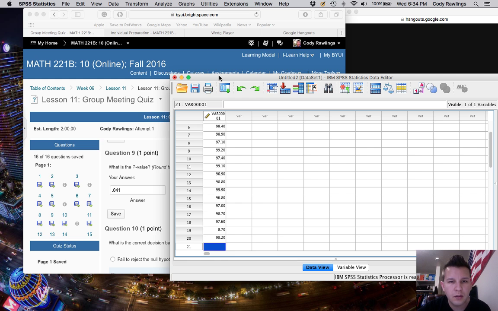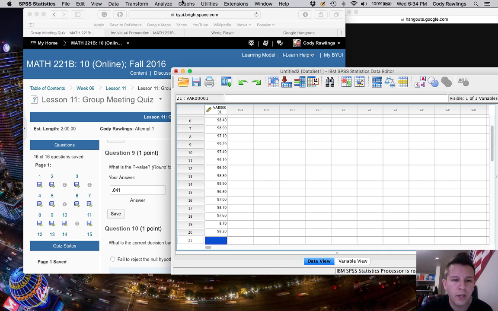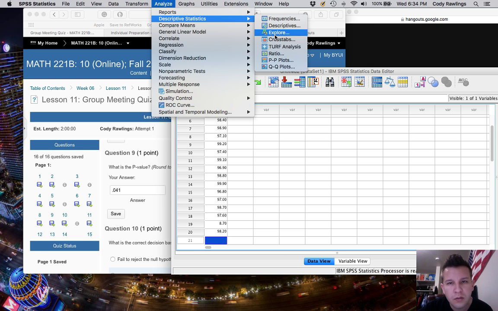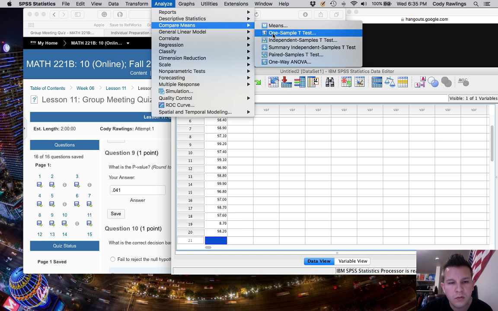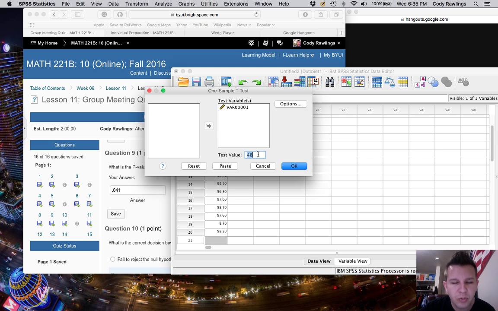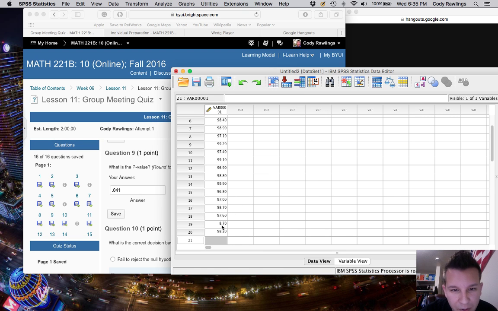What does it say? 0.041. So we rejected the hypothesis. So wait, the p-value is 0.041? Yeah. Because what test value did you put in? 98.6. And there are 20 numbers there, right? Oh, I see. I messed one number up. On 19, I put the wrong number.